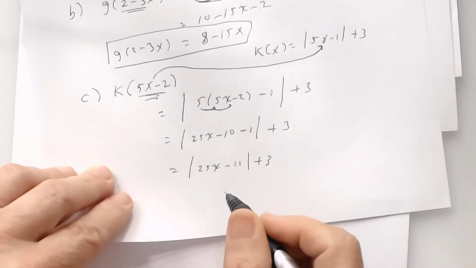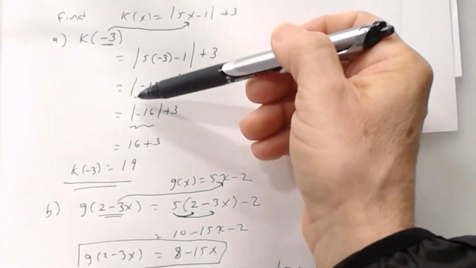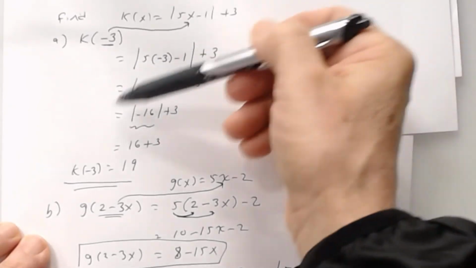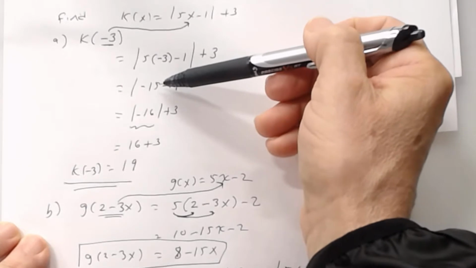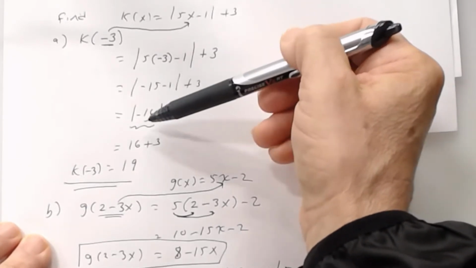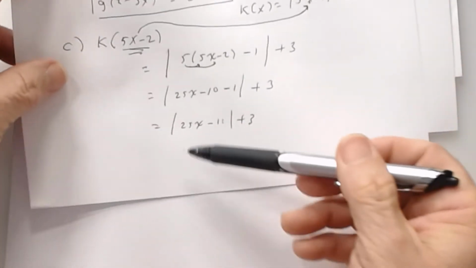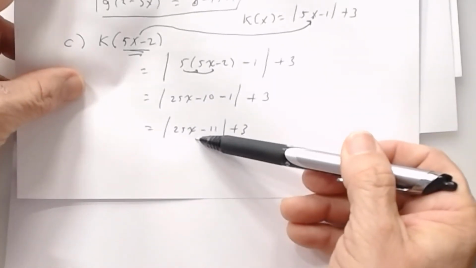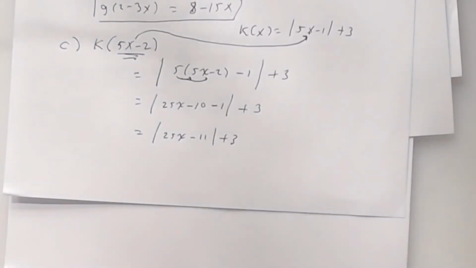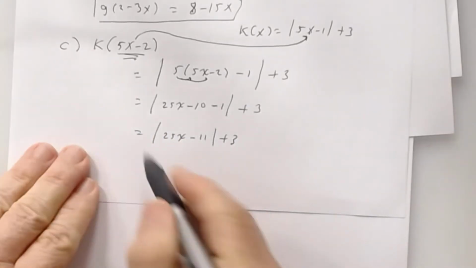Okay, now listen carefully. When we did letter A, I actually simplified all the way because that expression was a numerical expression. I know that the absolute value of negative 16 is what? 16. Okay, but this is a variable expression here, so leave it like that. You can't just remove the absolute value bars. You can't say, can I take the absolute value of 25x and take the absolute value of negative 11? No. You can't break it apart like that mathematically. That's incorrect. So that's all you can do.